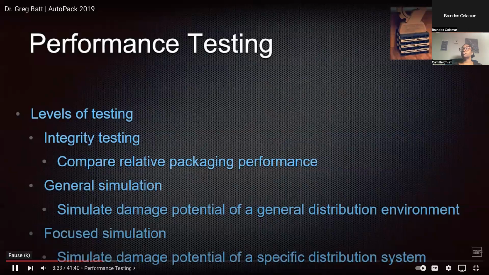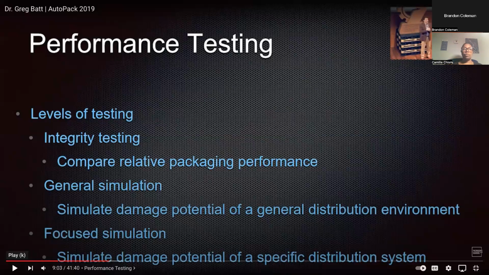The next level up, you see the word simulation come in here, general simulation. We are actually simulating what happens in a particular distribution environment. So we're making choices like we have an air ride truck. We're making choices like this is how many miles we expect to drive. We make decisions based on how high we know we're going to stack these in a warehouse. So this is a next level of complexity. It adds a level of complexity to our testing.